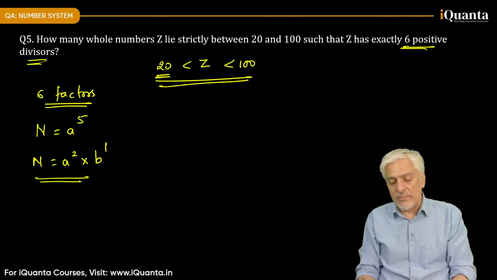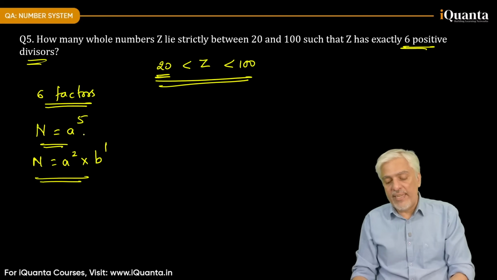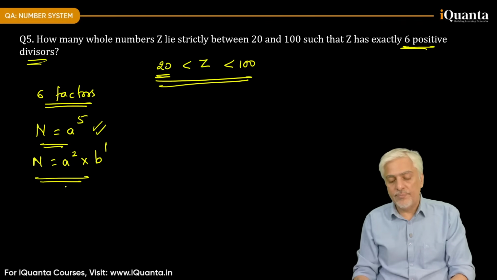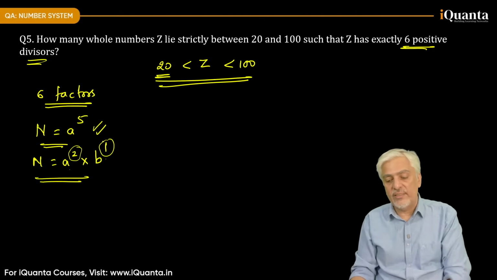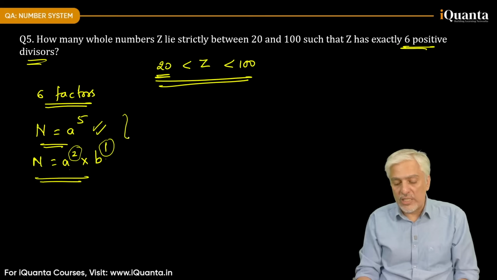Take a look at it calmly, did you understand? a raised to 5 has 6 factors. For a raised to 2, 2 plus 1 becomes 3, and b raised to 1, 1 plus 1 becomes 2, so 3 twos are 6 factors. So these are the 2 possible cases.